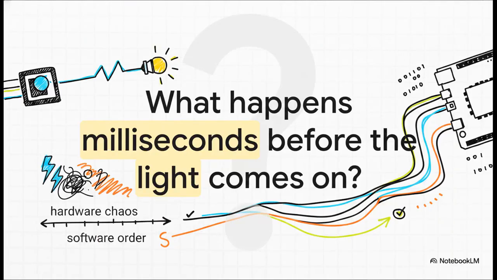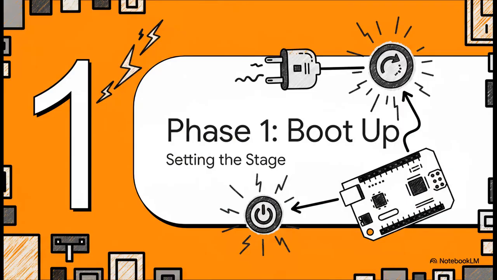Okay, let's dive right into this mystery. You push a button, and boom. It seems instantaneous, right? The light just turns on. But what's actually happening in those microscopic milliseconds before the light comes on? To figure this out, we're going to look really closely at a basic Arduino circuit and trace the exact chronological timeline of one single button press. We're going to stretch out mere fractions of a second to witness this hidden war between hardware chaos and software order.